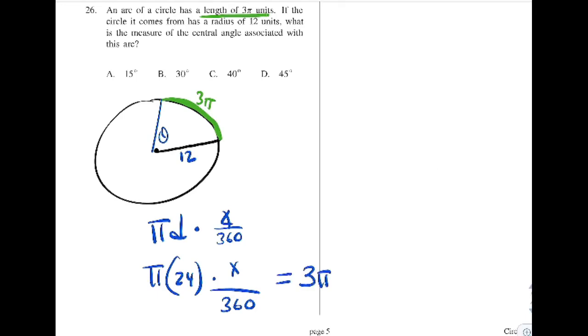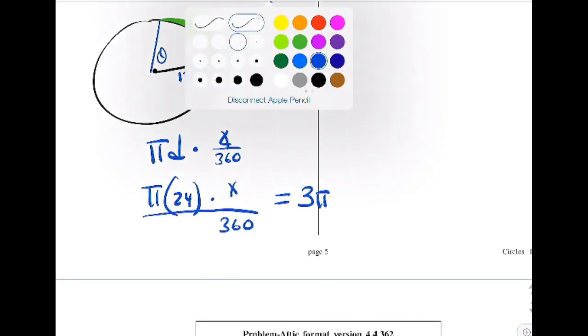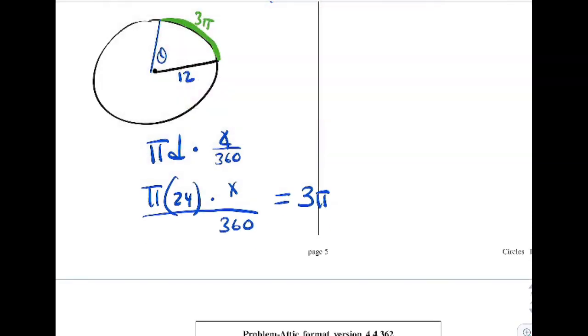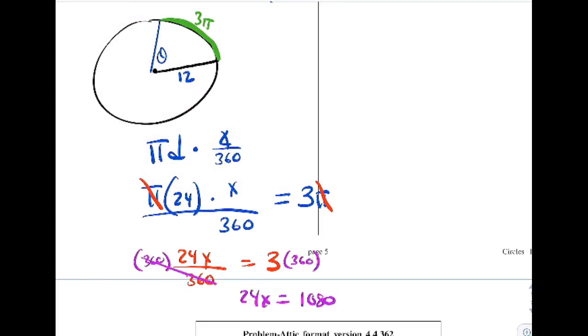So this is like one of those cases where it gives you the answer and you have to find the angle. So I have, canceling my pi's on both sides, balancing the equation, 24x over 360 equals just 3. Multiply both sides by 360, and that leaves me with 24x equals 1080, divided by 24. I think that gives us 45.